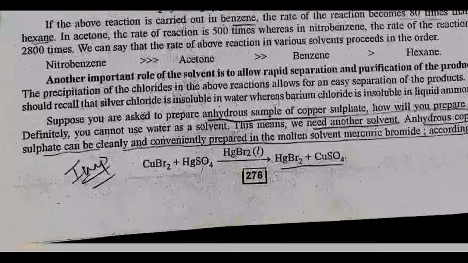Suppose you are asked to prepare an anhydrous sample of copper sulfate. How will you prepare it? Definitely, you cannot use water as a solvent. This means we need another solvent. Anhydrous copper sulfate can be cleanly and conveniently prepared in the molten solvent mercuric bromide, according to CuBr2 plus HgSO4 in presence of HgBr2 gives HgBr2 plus CuSO4.